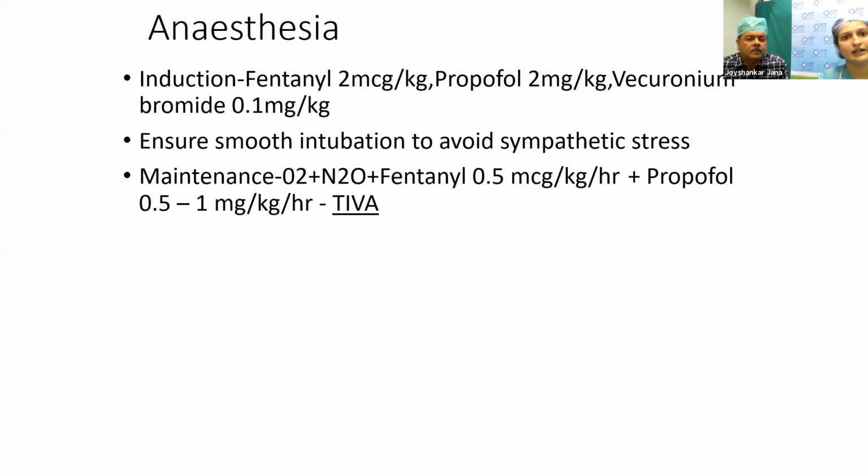Anesthesia was induced with fentanyl 2 micrograms per kg, propofol 2 mg per kg, and vecuronium bromide 0.1 mg per kg. Smooth intubation was ensured to avoid any sort of sympathetic stress. Anesthesia was maintained on oxygen, nitrous oxide, and total intravenous anesthesia, that is fentanyl 0.5 microgram per kg per hour as an infusion, and propofol 0.5 to 1 mg per kg per hour as an infusion.